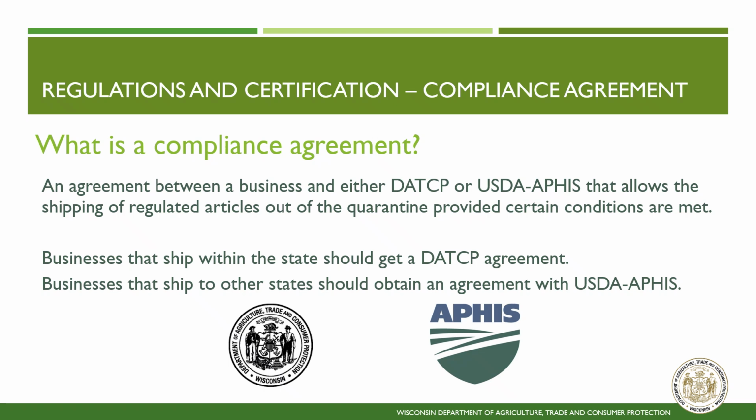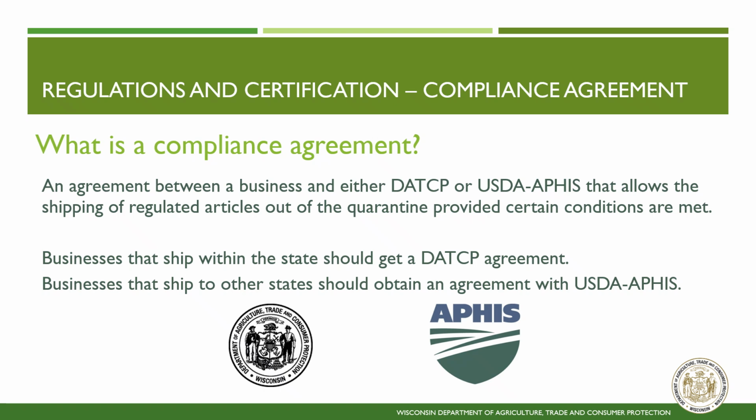As mentioned previously, if your business ships regulated articles like plant products out of the spongy moth quarantine, you should get a compliance agreement. Loggers and certain plant growers that ship out of the quarantine but not out of state should sign a compliance agreement with DADCAP. Loggers and certain plant growers that ship out of the quarantine and to other states need to sign an agreement with USDA APHIS. Compliance agreements spell out what type of risk reduction is required to prevent the spread of spongy moth. Compliance agreements are renewed annually.